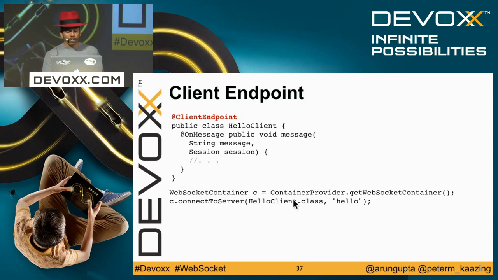The way to do that is ContainerProvider, give me the WebSocket container. You specify the URI. This should really be the ws colon. So this hello would not work. Typo in the slide. I should be saying ws colon, the full URI in this case, and the class. So you're saying take this client class and connect to this server on the ws colon URI.